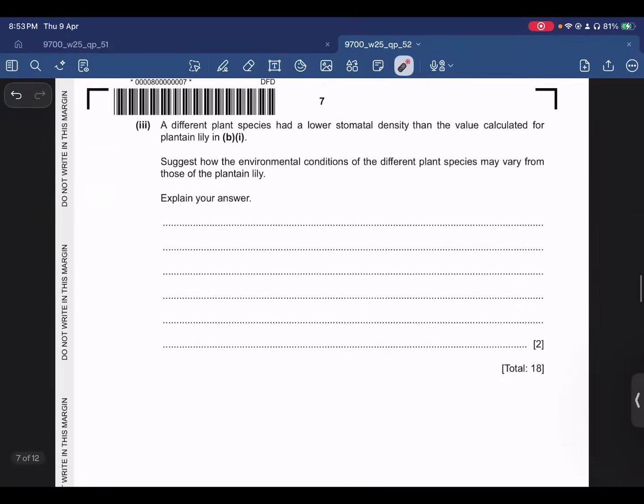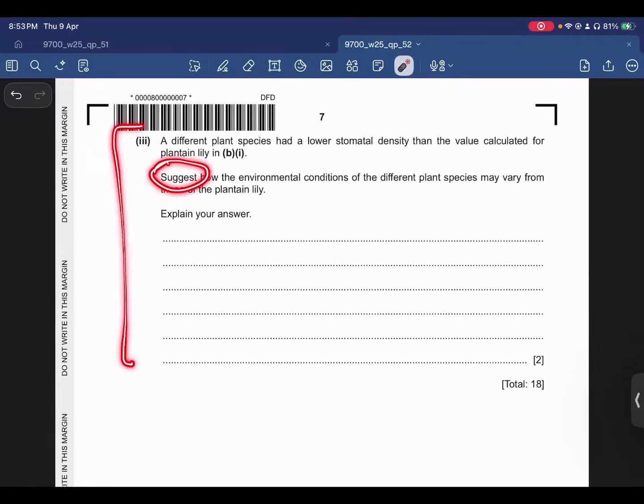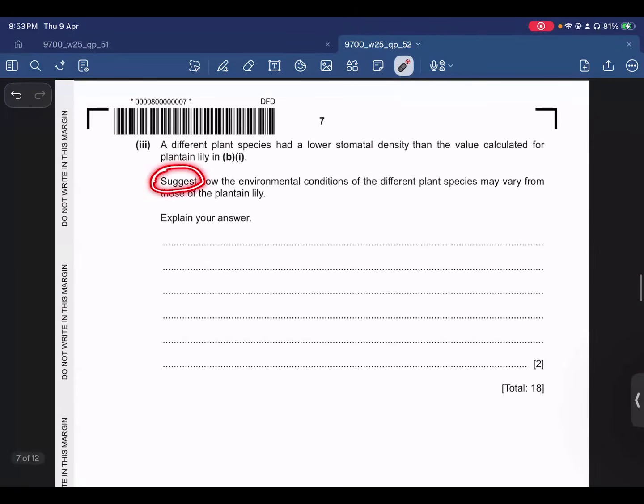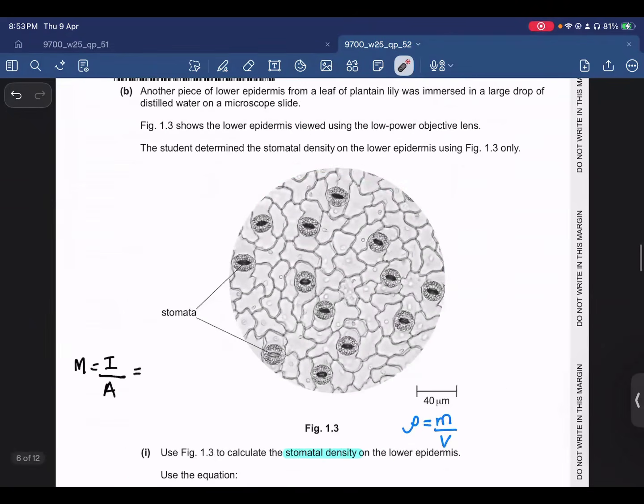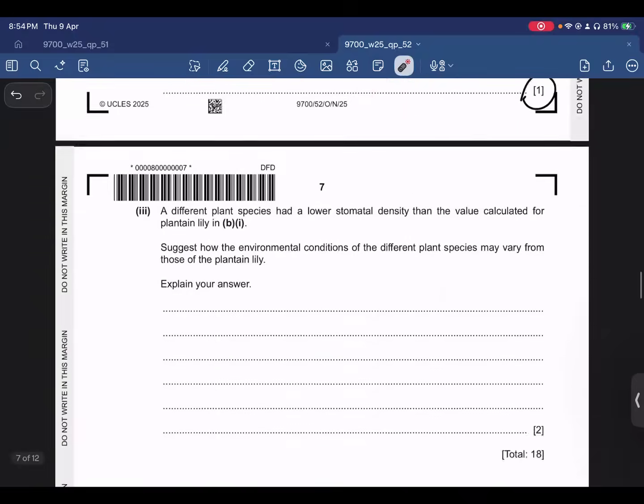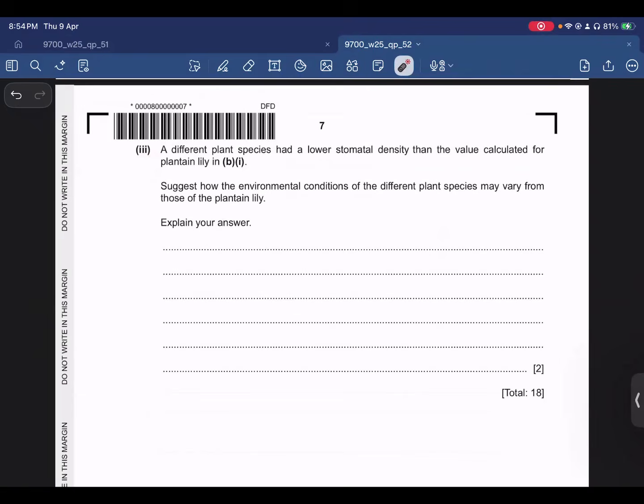Yeah, that's very good. अच्छा, पार्ट थ्री, अगेन फिर से सजेस्ट। अ डिफरेंट प्लांट की स्पीशीज हैड अ लोअर स्टोमेटल डेंसिटी देन द वैल्यू कैलकुलेटेड फॉर पिछले वाला प्लांट। यू नीड टू सजेस्ट कि इन्वायरमेंटल कंडीशंस अलग अलग प्लांट स्पीशीज की कैसे वेरी कर सकती हैं, जिसकी वजह से डिफरेंट आंसर्स हैं। मतलब कि जो प्लांटेन लिली था, इसकी स्टोमेटल डेंसिटी में और ये दूसरे वाले स्टोमेटल डेंसिटी में फर्क था, लेकिन जो एनवायरमेंटल कंडीशंस थी, हाउ डिड दे प्ले अ रोल इन मेकिंग दीज टू वैल्यूज डिफरेंट? दैट्स व्हाट यू नीड टू एक्सप्लेन.